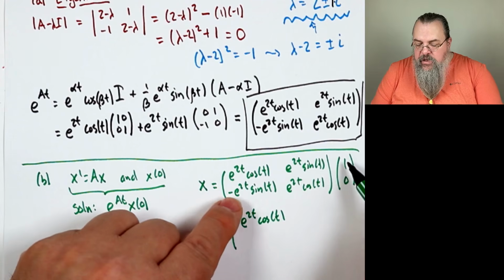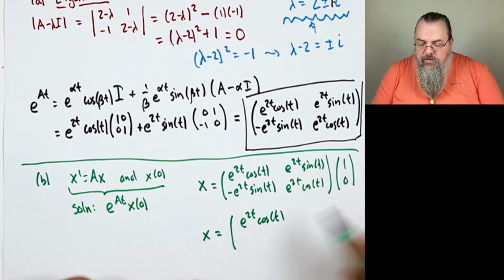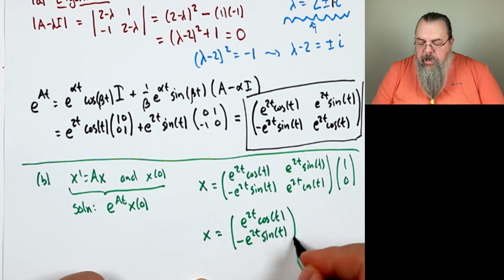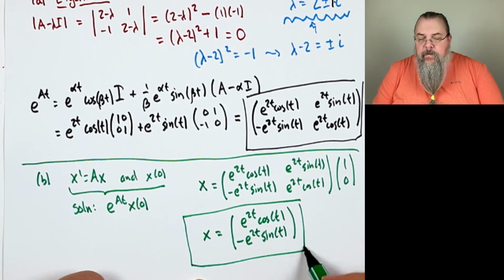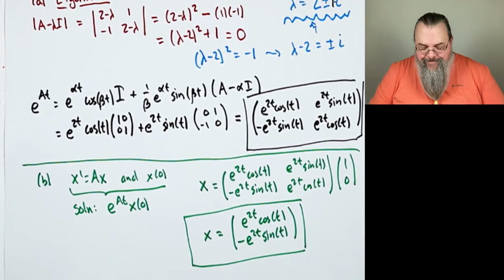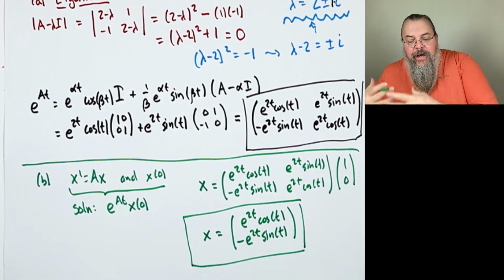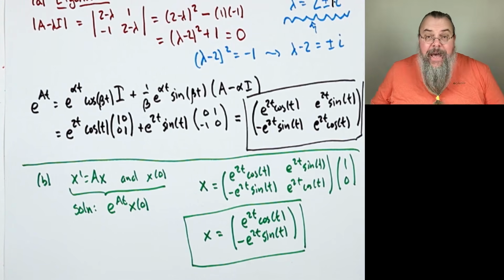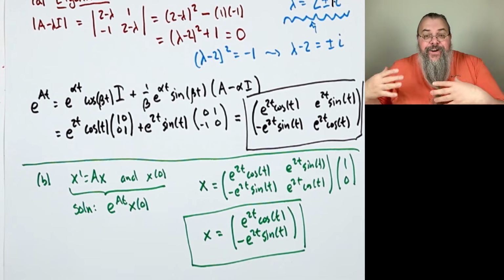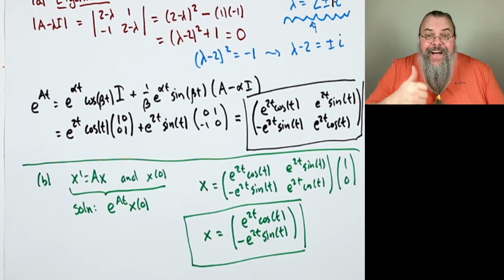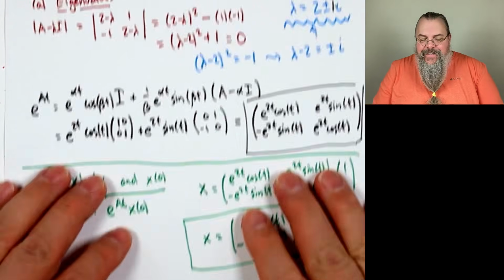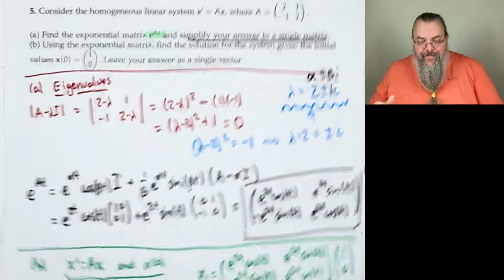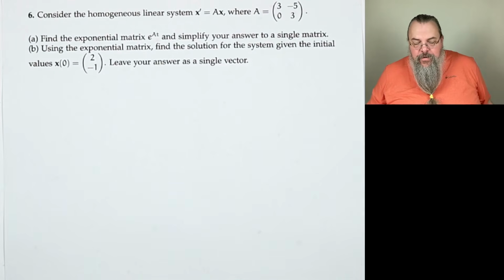And then minus e to the 2t sine of t plus 0. And we're done. So if you understand how to use your exponential matrix, and you have your exponential matrix, then solving initial value problems is nice. All right, that's number 5, which means we just have one problem left. One last problem to enjoy.